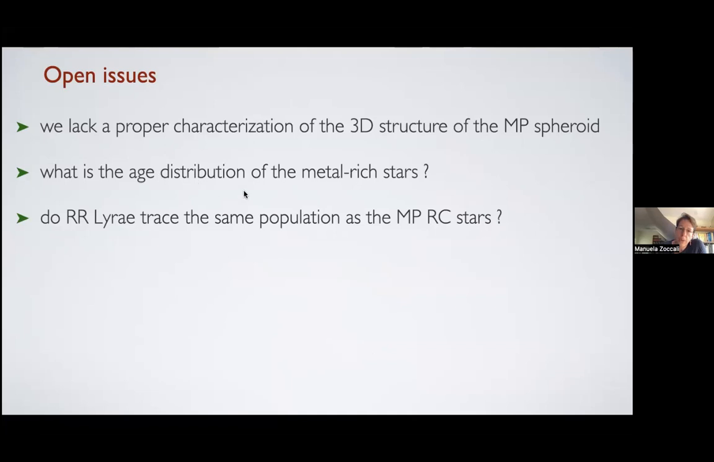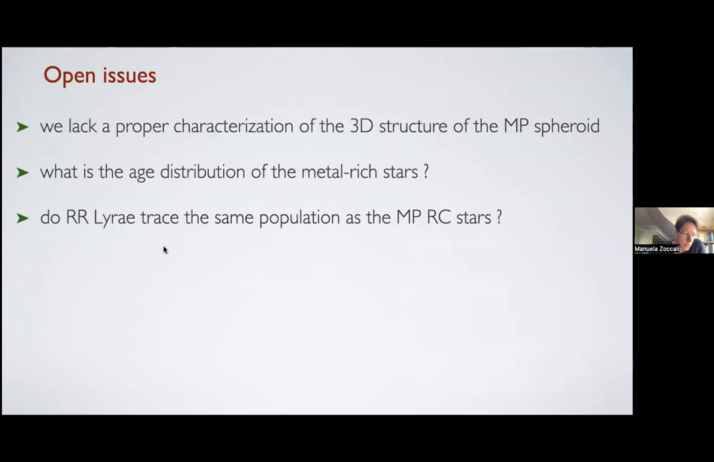We also have an open issue on the age distribution of the metal rich stars. We can discuss, but I don't know if we are in a position to reach an agreement. Let's try. Also, one open point is whether the RR Lyrae trace the same population as the metal poor red clump stars. I didn't talk about RR Lyrae so far, so what is this issue with the RR Lyrae?